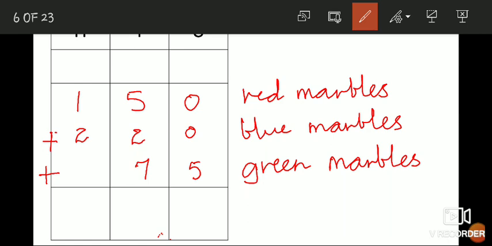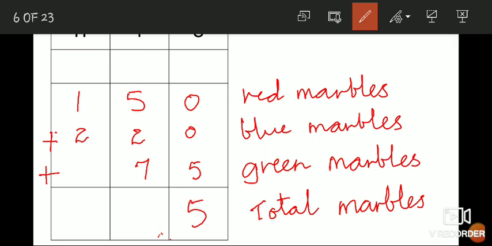So what is your question here? How many marbles are there in all? So what will you write here? Total marbles. Okay, let us add. 0 plus 0 plus 5 is 5. 5 plus 2 is 7, plus 7 is 14. 4, carry 1. 1 plus 1 is 2, plus 2 is 4.